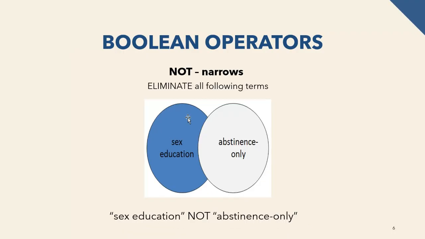We use NOT when we want to eliminate a term. NOT narrows. We are absolutely 100% sure we want one term, but not some other closely related term. In this example, we're asking only for articles pertaining to sex ed. We don't want to see any articles that talk about abstinence only. We also don't want to see any articles that talk about both together. We want to pretend abstinence only doesn't exist.